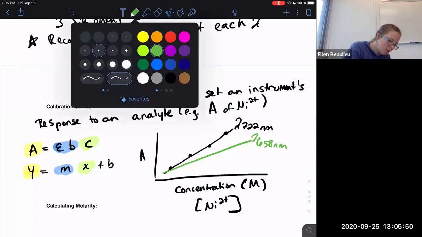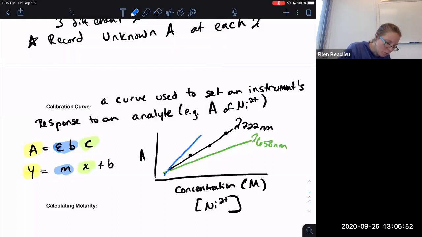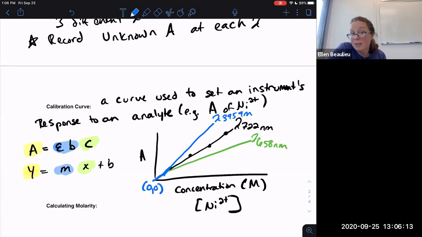And let's do a third color. This is that 395 nanometers. So you're going to put 3 different lines on the graph. They should all be trending towards the origin. At 0 concentration, you should have 0 absorbance. So forgive my artistic rendering here.